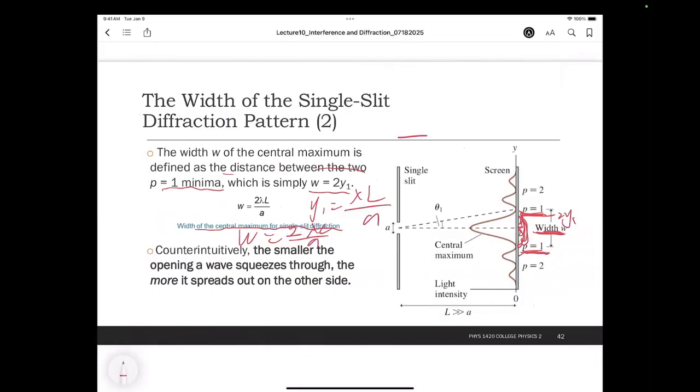Counterintuitively, the smaller the opening a wave squeezes through, the more it spreads out on the other side. Which means if the opening is smaller, A is decreasing, right? Which means W will increase. That makes sense to you? Yeah, so the more it spreads out on the other side.